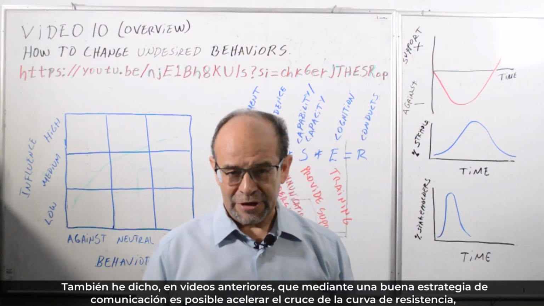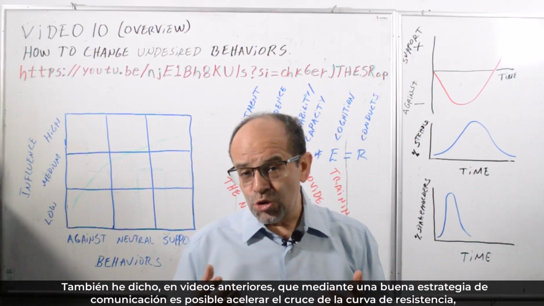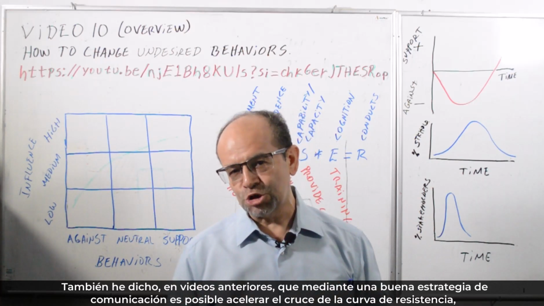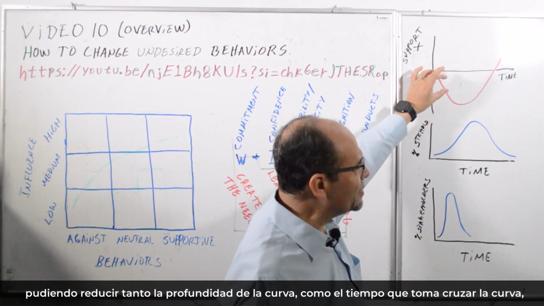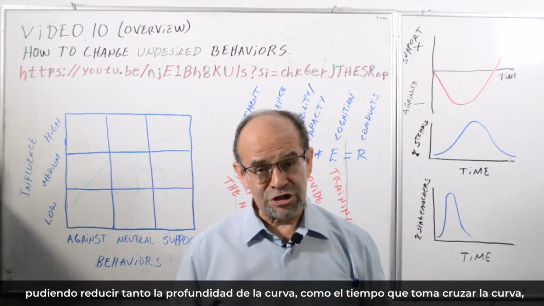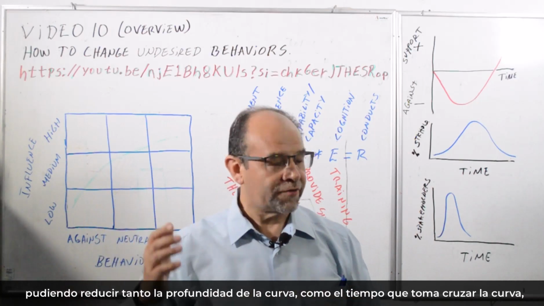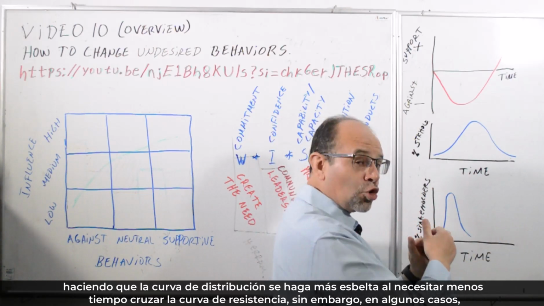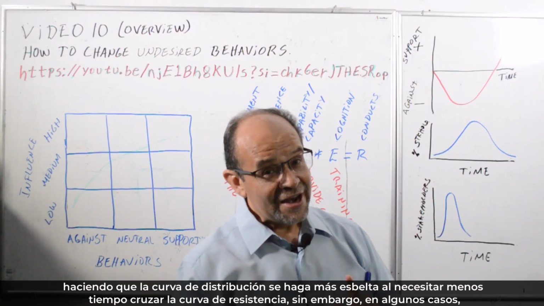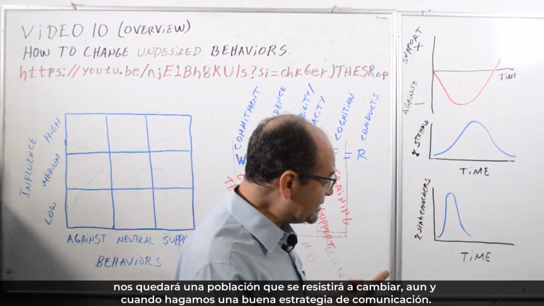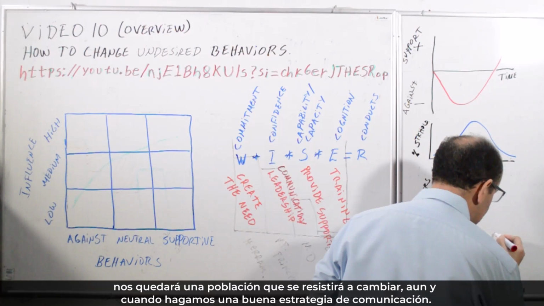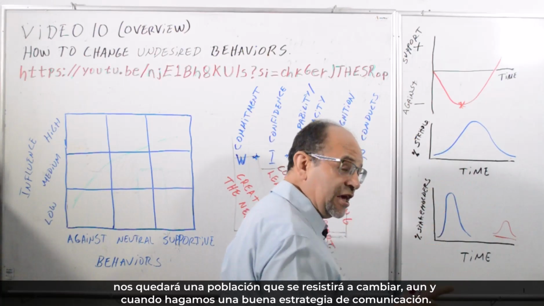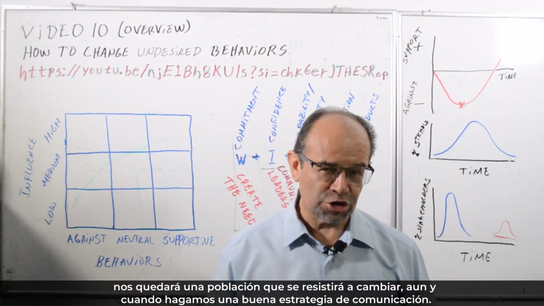Also, I have said in previous video that through a good communication strategy, it is possible to accelerate the resistance to change curve. So we can reduce the deepness of the curve, but also we can reduce the time it takes to cross the curve. And then we can have a distribution like this one, which will take less time to cross the resistance to change curve. Nevertheless, in some cases, still, there will be a population which will be resisting to change, which will be here, even though we are doing a good communication strategy.